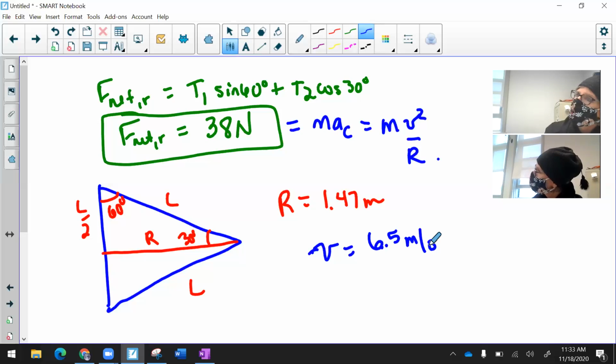Questions on centripetal motion. Let's start there because we've got about 15 minutes, a little more. You can ask about homework questions. You can ask about anything you want.